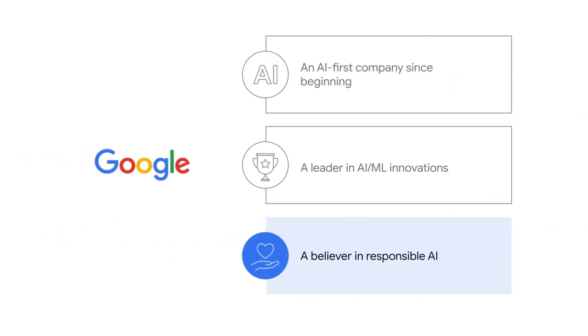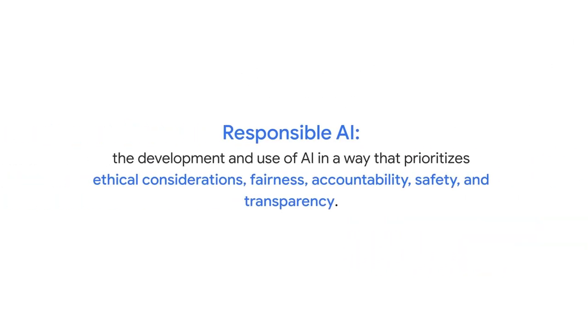AI comes with its own set of unique challenges. Google integrates responsible AI into its AI principles. Responsible AI refers to the development and use of artificial intelligence systems in a way that prioritizes ethical considerations, fairness, accountability, safety, and transparency. In June 2018, Google announced 7 AI principles to guide its work. These are concrete standards that actively govern Google's research and product development and directly impact Google's business decisions.